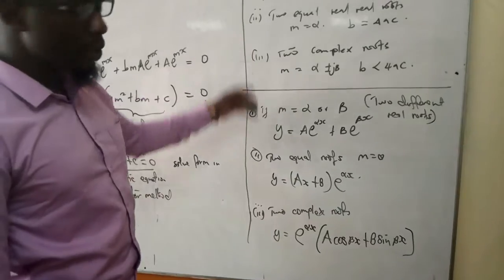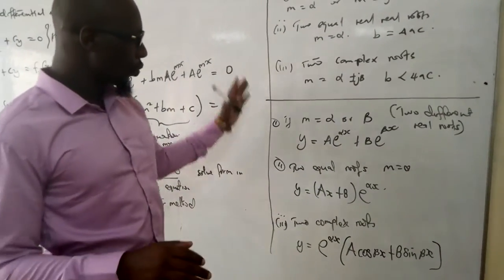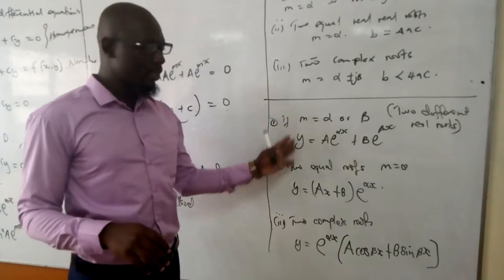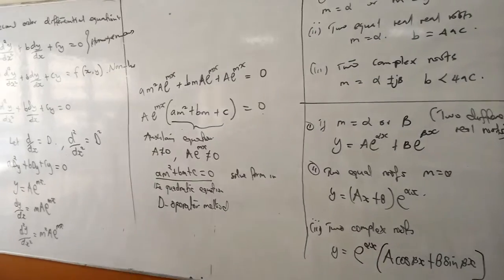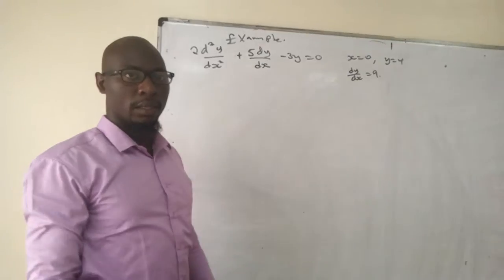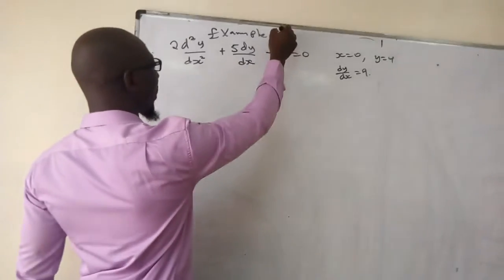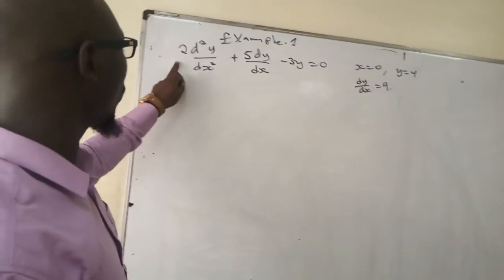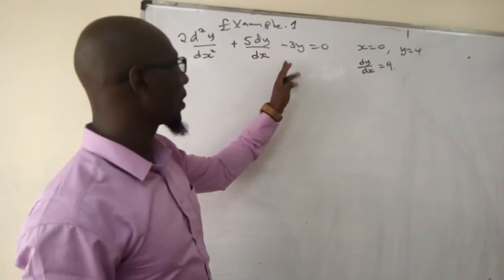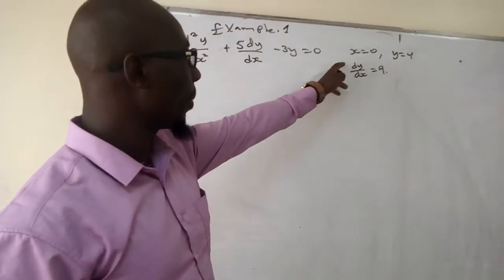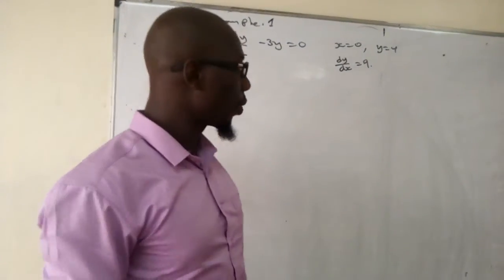So after knowing all that background information, we can have one example to see how to get the value of m. Is it complex? Is it what? Then we see how to get the exact solution. So let's do this example as our first example. Given that d squared y over dx squared plus 5 dy over dx minus 3y is equal to 0, given the boundary conditions that when x is equal to 0, y is equal to 4 and dy over dx is equal to 9.